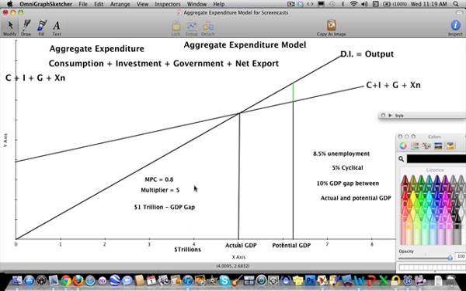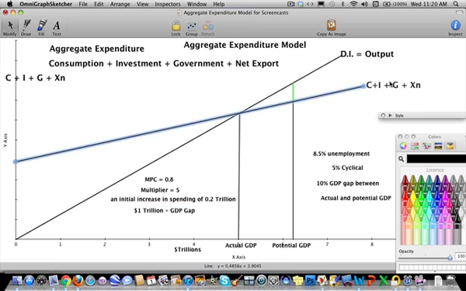But basically what this means is that an initial increase in spending of 0.2 trillion, because 0.2 trillion is a fifth of 1 trillion, okay? So an initial increase in spending of 0.2 trillion, given a multiplier of 5, will end up increasing our GDP by $1 trillion. And we will move from actual to potential GDP.